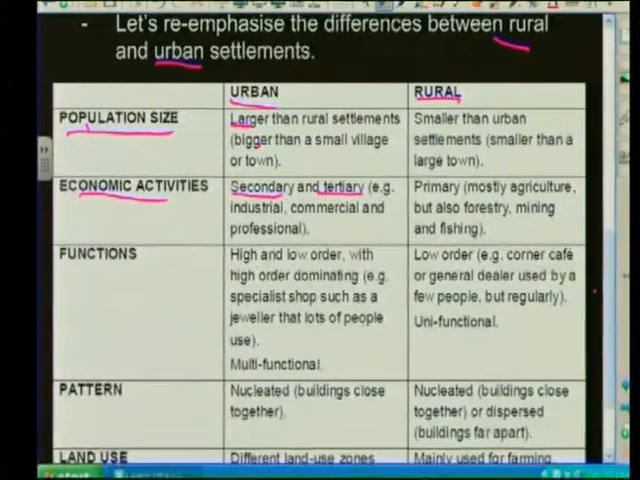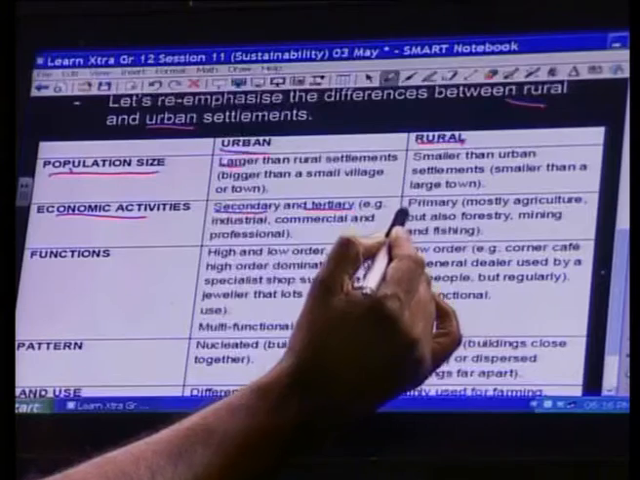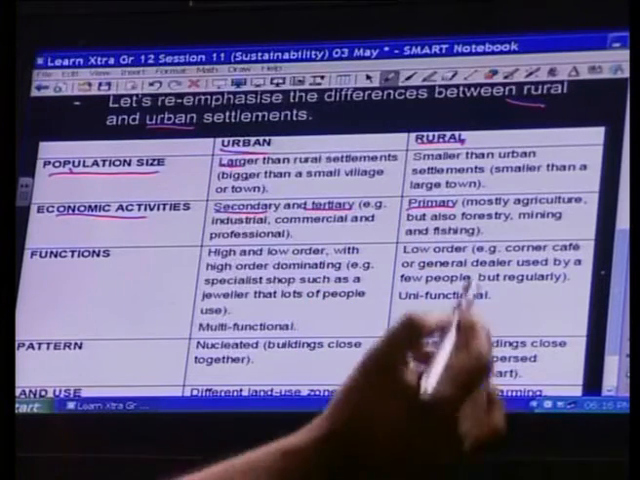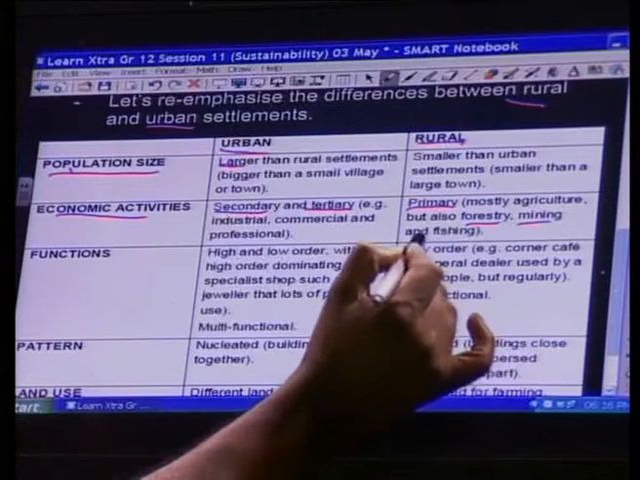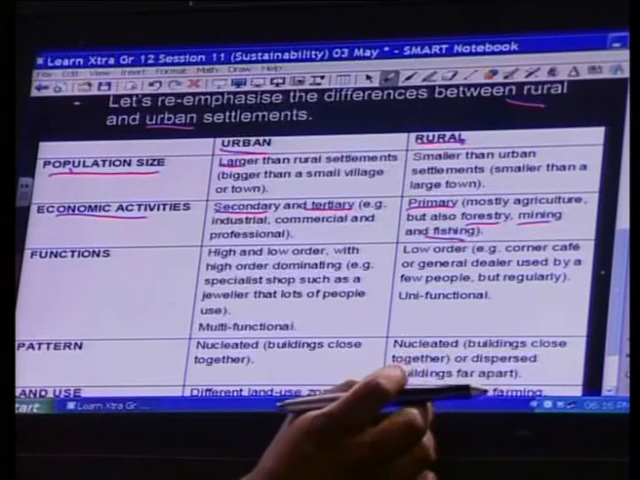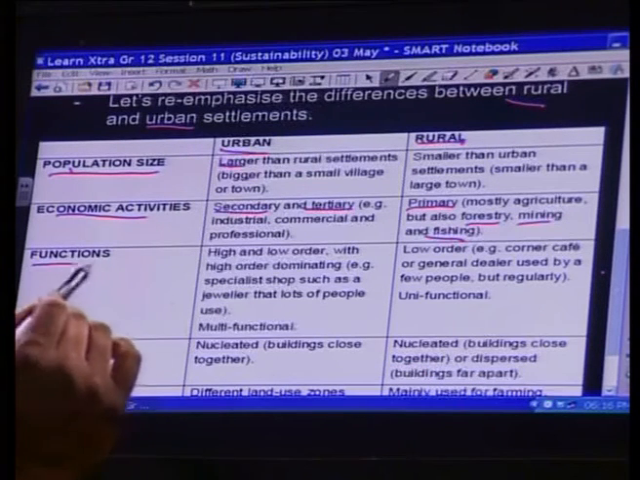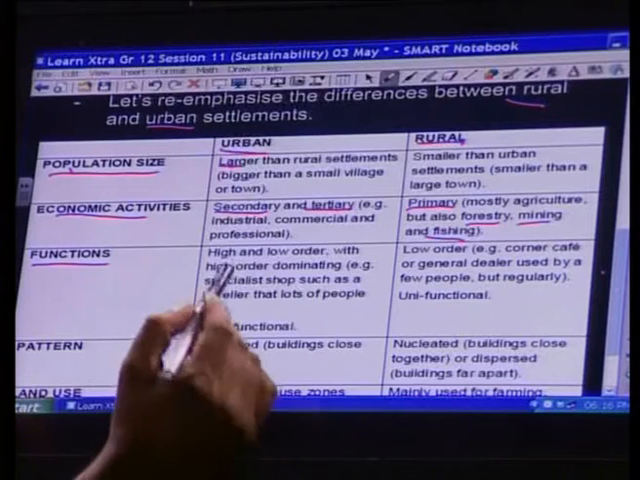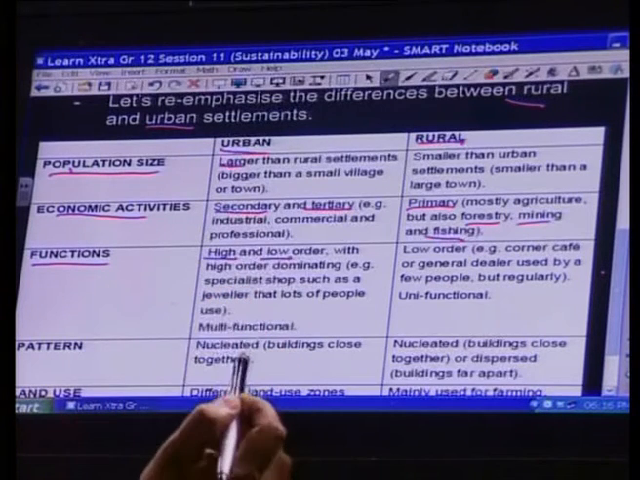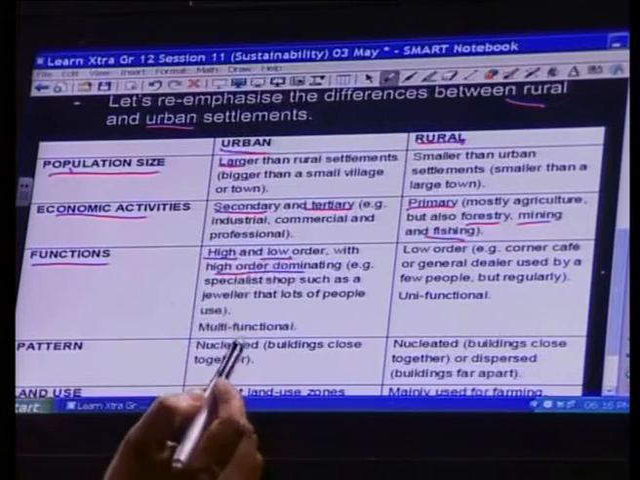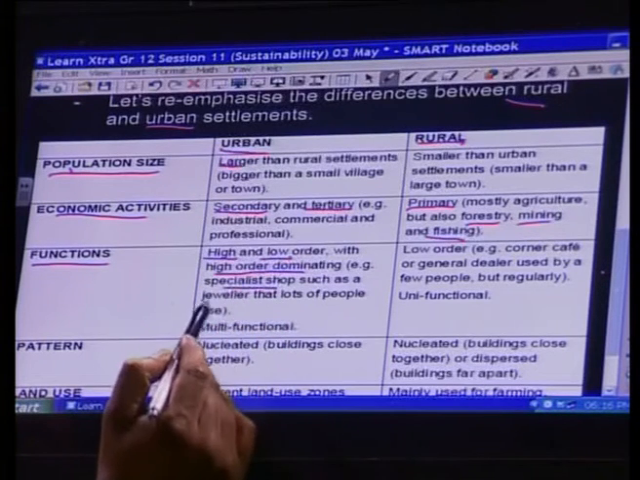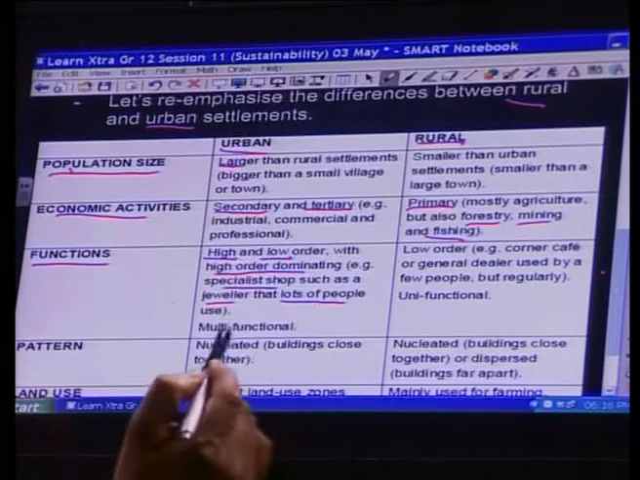Economic activities. Again, we refer to an urban settlement with secondary and tertiary activities. Most of your industrial and commercial activities occur in an urban settlement. In rural settlements, mostly agriculture, but also forestry, mining, and fishing. We have unique situations in South Africa where mining was also integrated into urban communities. Looking specifically at functions in both communities, high order and low order functions occur in urban settlements, with high order dominating. Example, a specialist shop such as a jeweler that has lots of people.